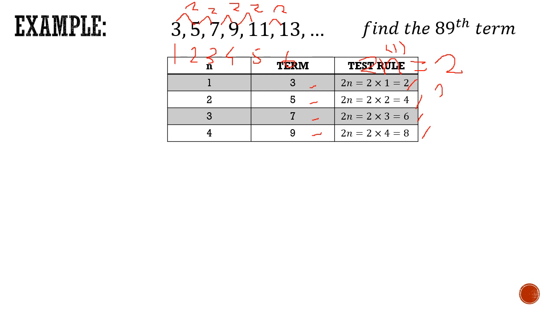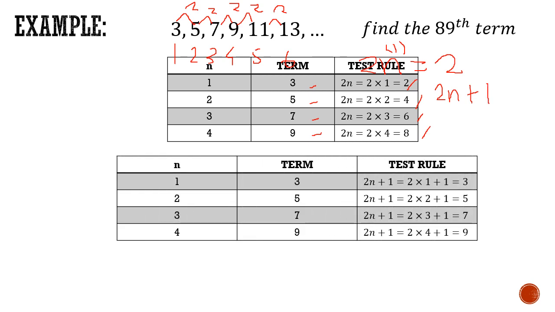So, mag-add na lang tayo ng 1. Kasi isa lang naman yung kulang. So, let's test the rule. So, yun. 2n plus 1 is equal sa 2 times 1 plus 1 is equal sa 3. So, yun. Nakuha natin 3. 2n plus 1 is equal sa 2 times 2 plus 1, 5. Same, 2n plus 1 is equal sa 2 times 3 plus 1, 7. Same, 2n plus 1 is equal sa 2 times 4 plus 1 is equal to 9. So, masasabi natin na itong rule na nagawa natin is tama siya kasi nasasatisfy niya yung pagkakasunod-sunod ng ating sequence.